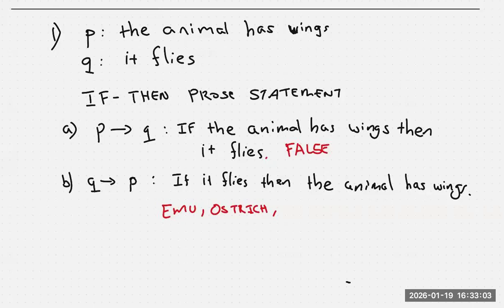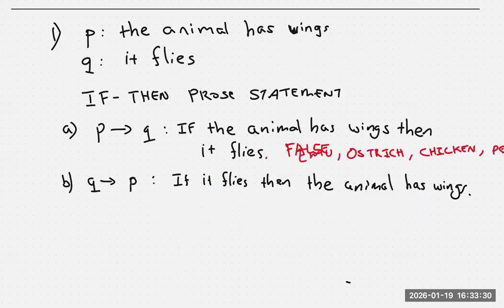So emu, ostrich. All right, since you agree with chicken, put chicken in there. So these are examples of animals that have wings but cannot fly. But the ostrich and the emu, they can run very fast though, faster than us. So there's an example of a statement that is true most of the time, but because it is not always true, it is a false statement.